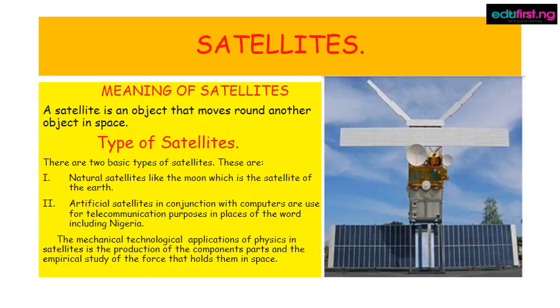Now let's look at the meaning of satellite. A satellite is an object that moves around another object in space. Types of satellites. There are two basic types of satellites. These are natural satellites like the moon, which is the satellite of the earth, and artificial satellites, which in conjunction with computers are used for telecommunication purposes in places of the world, including Nigeria.